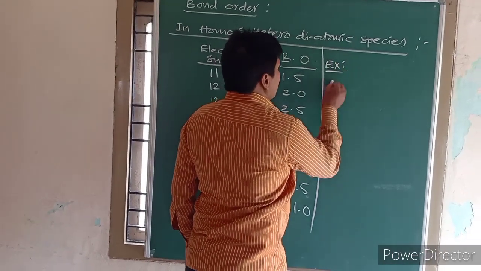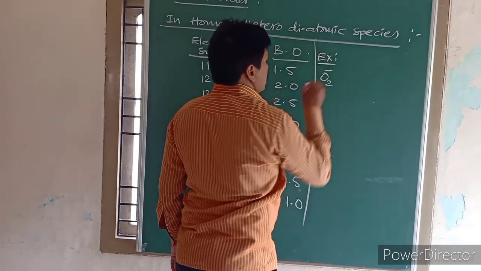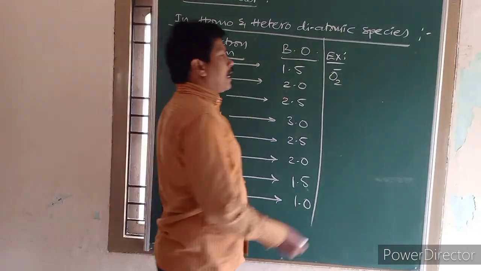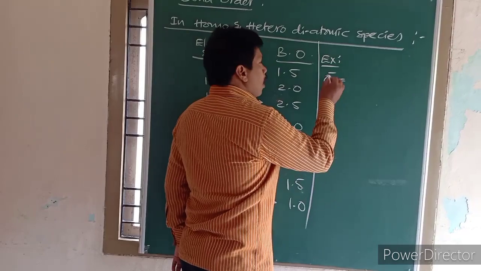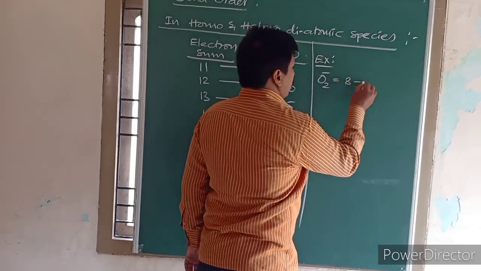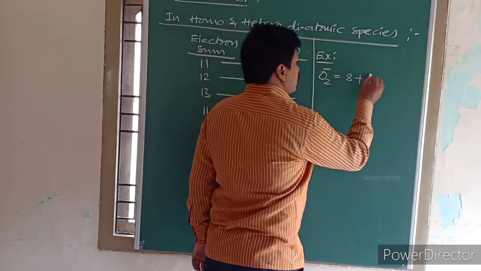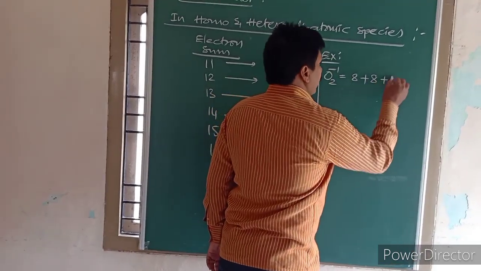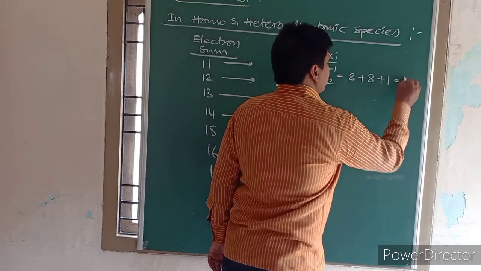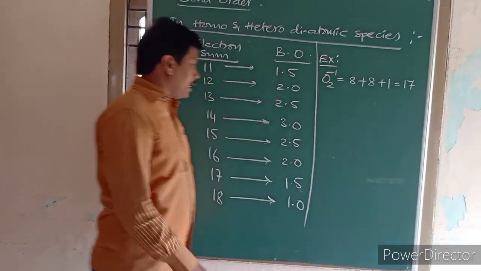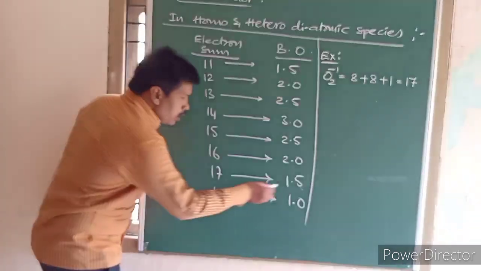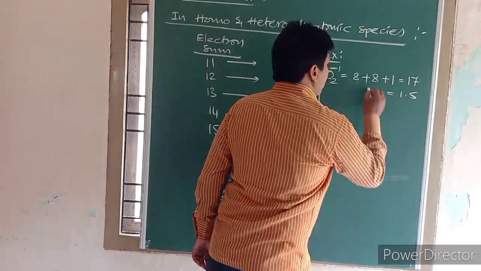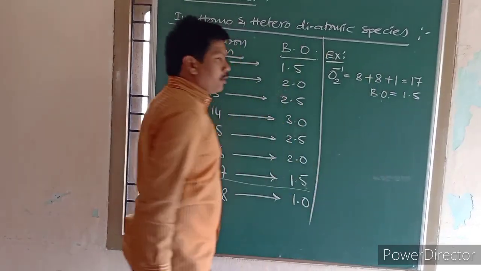That is, in O2 minus, the total number of electrons: oxygen contains 8 electrons, another oxygen contains 8 electrons, and minus 1 means it gains 1 electron. The total number of electrons becomes equal to 17. 17 means its bond order becomes equal to 1.5.